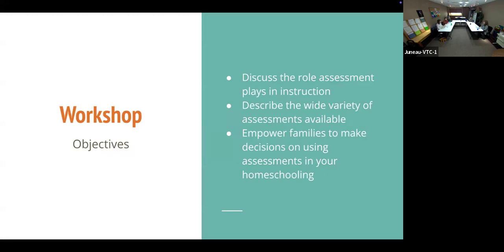So we thought we could talk about what role assessment plays in instruction, which you're probably really familiar with, and give you an overview of all the different assessments that are available to help you make informed decisions.